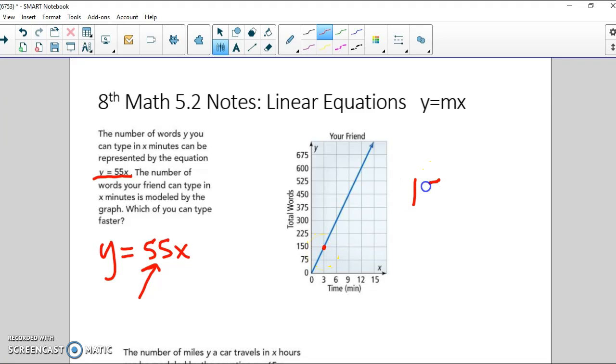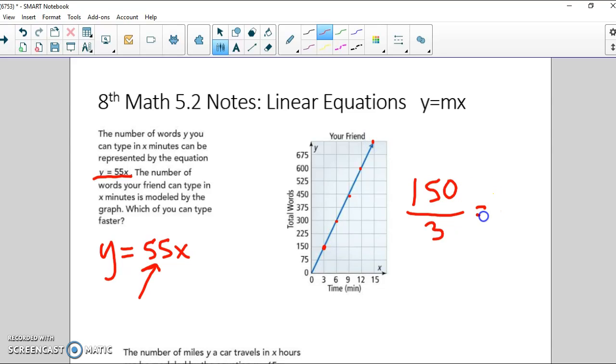So I need to use this 150 words per 3 minutes, and I need to reduce this rate, or reduce this fraction. So this is my rise over my run. I rise 150, I run 3. And you can see I can continue to find points along this line at that rate.